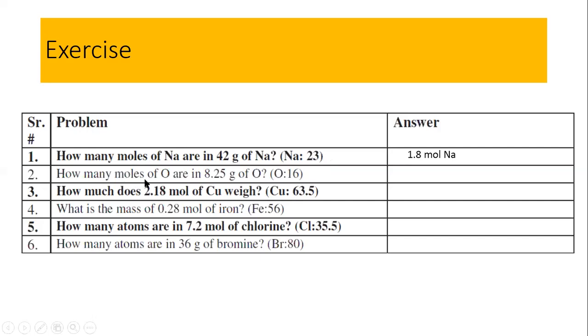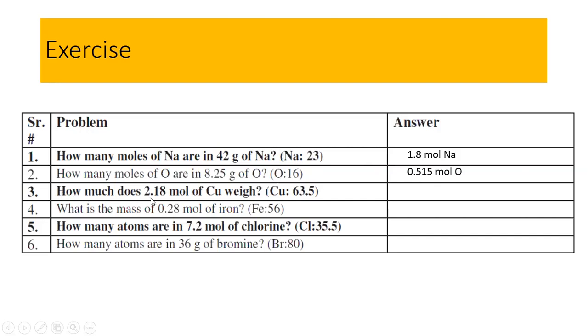So the next example is how many moles of oxygen are there in 8.25 gram of oxygen. This is the atomic mass unit of the oxygen. Again, the weight is given. You have to divide the weight by the atomic mass unit, and this will give you the value of 0.515 mole of the oxygen. So simply, given mass divided by the molecular mass. Here it is atomic, because these are atoms. So you can divide by the atomic mass unit of the sodium and the oxygen.